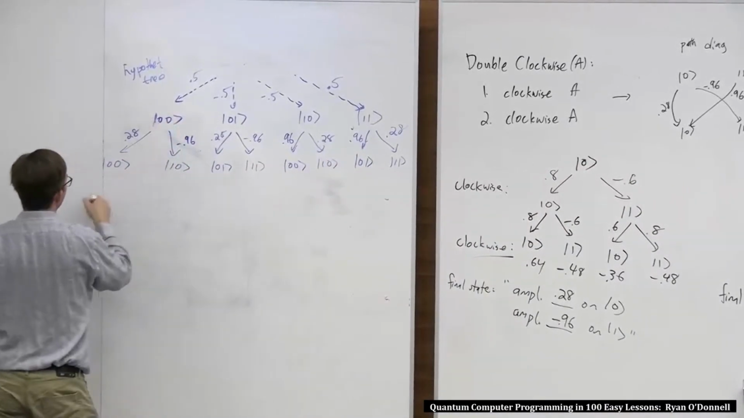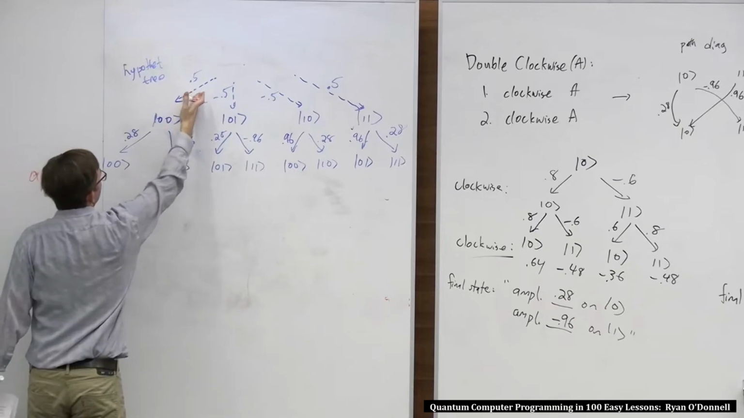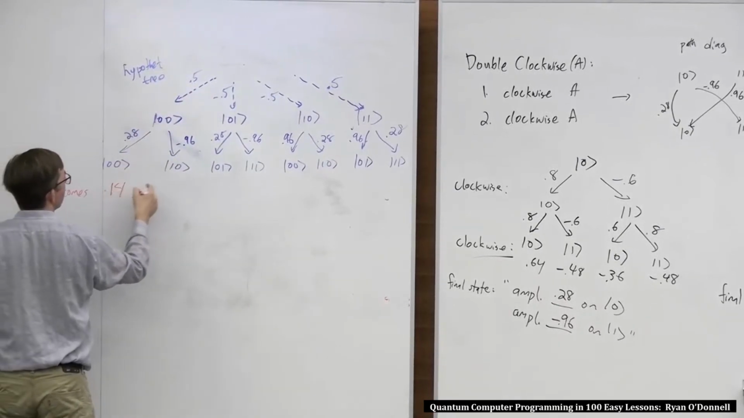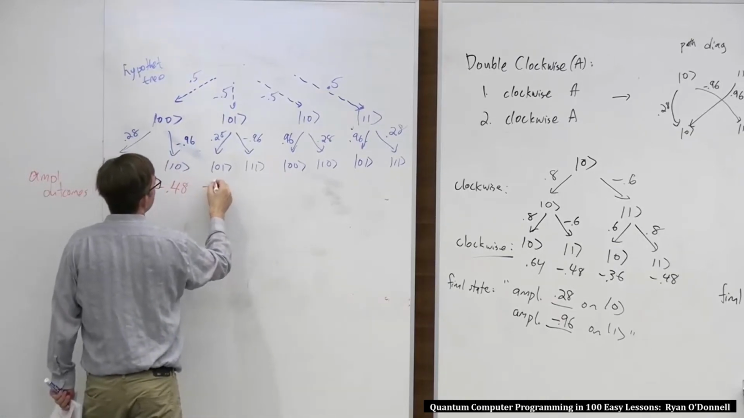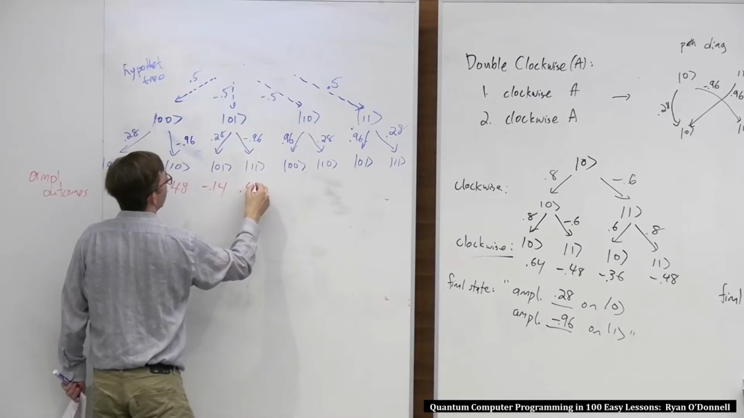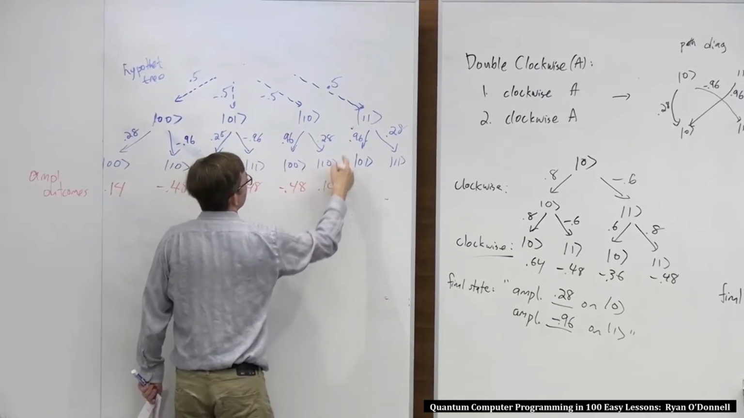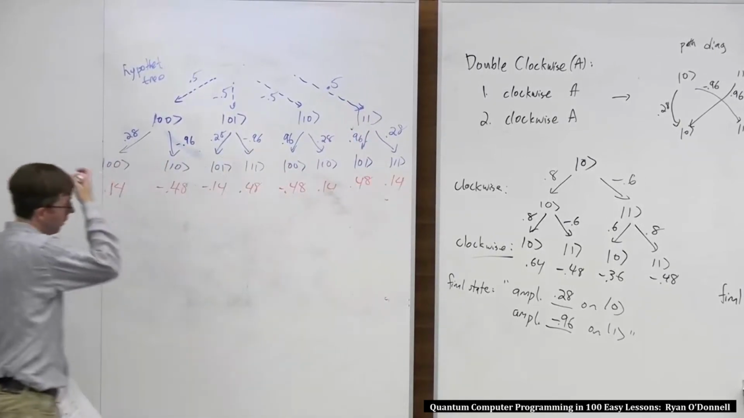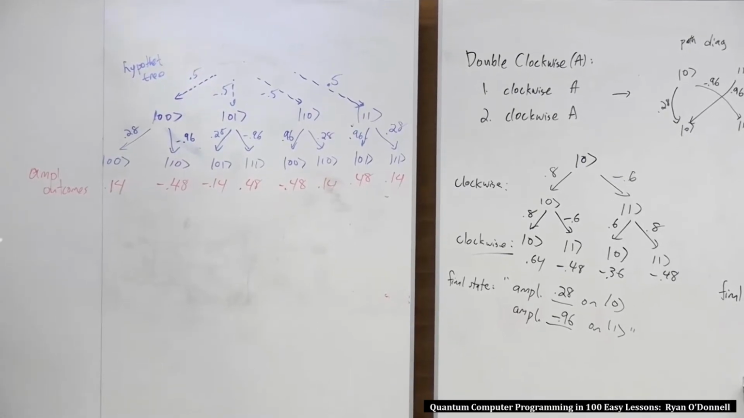So finally, to get the final amplitude outcomes, we do the same thing we always do: we multiply along the paths. So this is half of 0.28, so that's 0.14. This is minus 0.48, minus 0.14, positive 0.48, minus 0.48, 0.14, 0.48, 0.14. And now we're still not done, because we've got to do the collation.